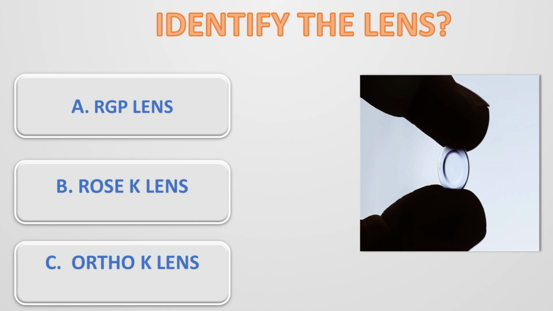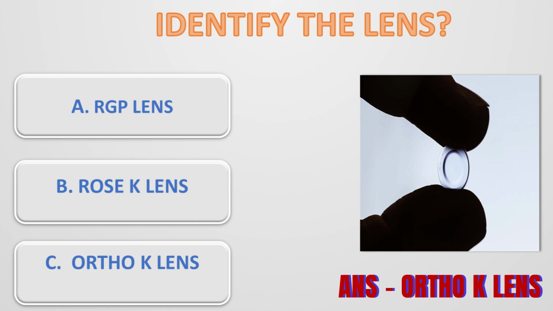Identify the type of lens. Options are A. RGP lens, B. Rose K lens, C. Ortho K lens. This is a specialized kind of lens which helps in myopia control. This lens is usually worn at night during sleep. It flattens the corneal curvature and provides clear vision without the need of glasses or contact lenses during the day.